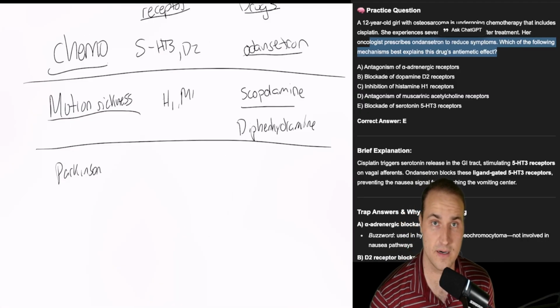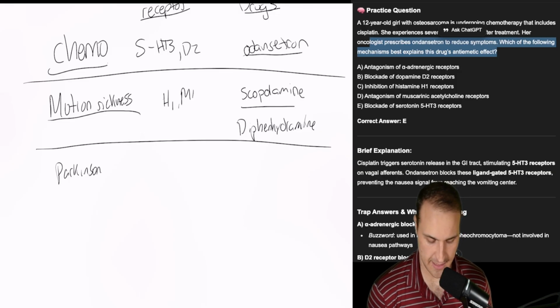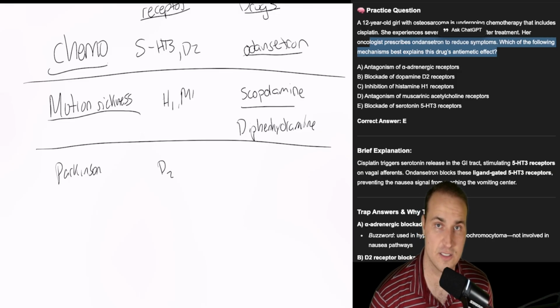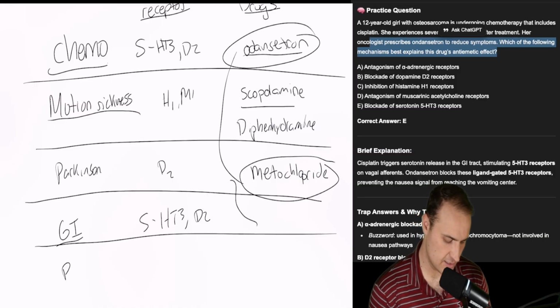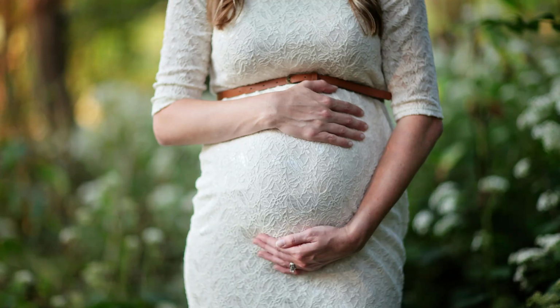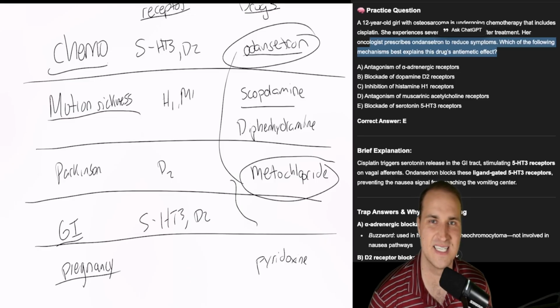There are also some Parkinson meds and opioids, and these guys are typically your D2s. They affect the dopamine, and the quintessential example for that is metoclopramide. If you have an unknown case or maybe pregnancy, that's going to be your mixed or your central and peripheral. So for that, you use pyridoxine. Maybe the test might say promethazine, but I think pyridoxine is good enough for pregnancy to know about.